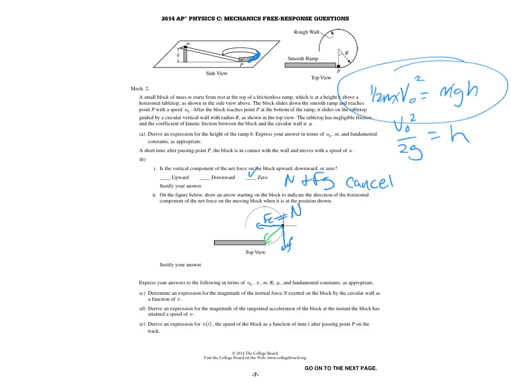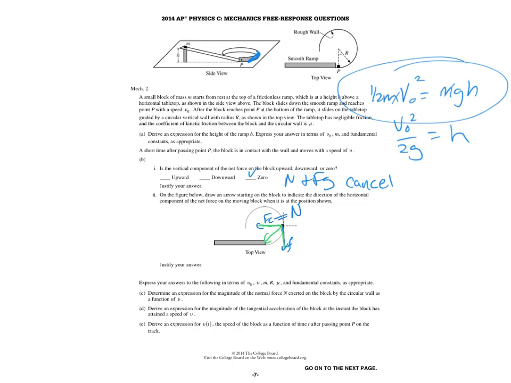We have vertical is out of the picture, so what I'm going to do instead is call this the radial direction. This way is going to be radial, and this way is going to be tangential. Okay, so we've got in the radial direction a normal force providing the centripetal force to hold in the circle, and in the tangential direction we have a friction force slowing this object down.